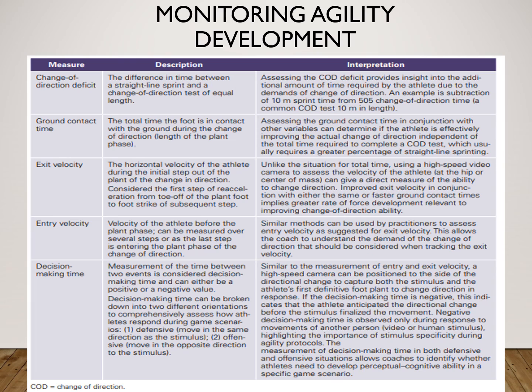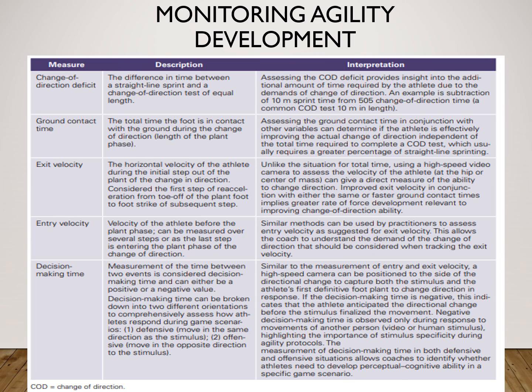So whilst we've looked at different ways in which we can develop agility and some of the characteristics that feed into our ability to perform either agility movements or change of direction movements, it's also important to look at other ways that we can actually monitor agility development. So we can look at things like change of direction deficit, so the difference in time between a straight line sprint and a change of direction test.